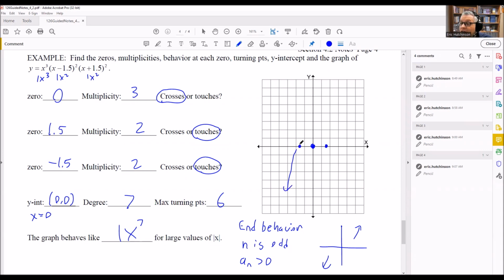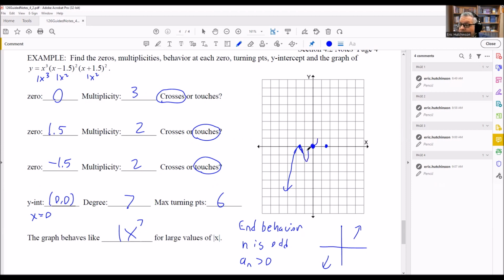First of all, at negative 1.5, it touches right here, which means that the graph is going to bounce. So it's going to do that sort of shape. Now, when it crosses through at 0, that originally came from this first part. This first part is an x cubed. Anytime you see an x cubed, you have to draw a little bend in the graph. So this is going to come down to a certain point. I'm not sure what, and it's going to curve.